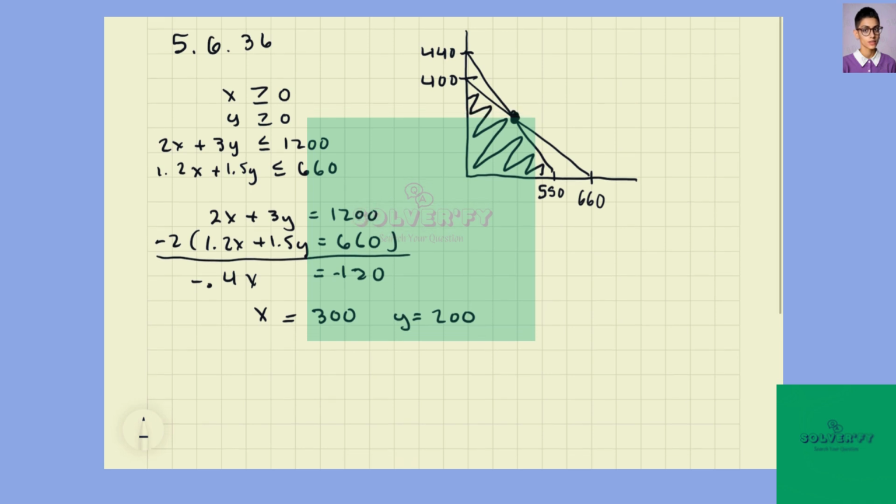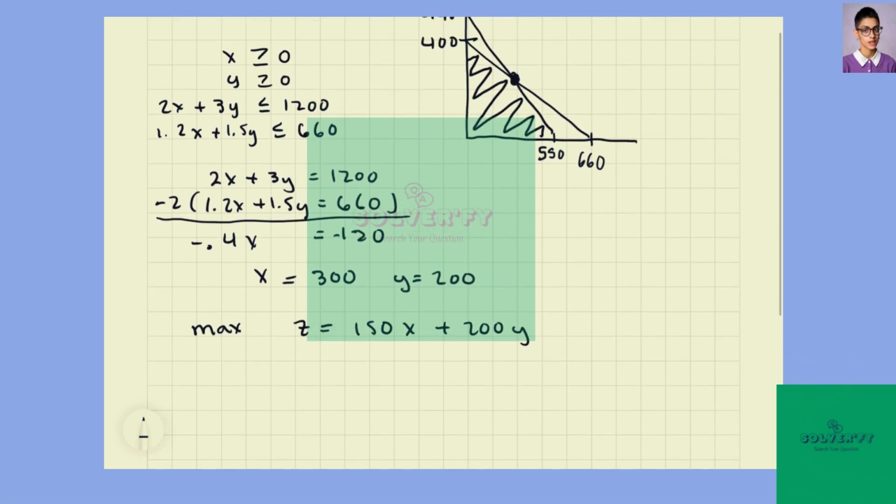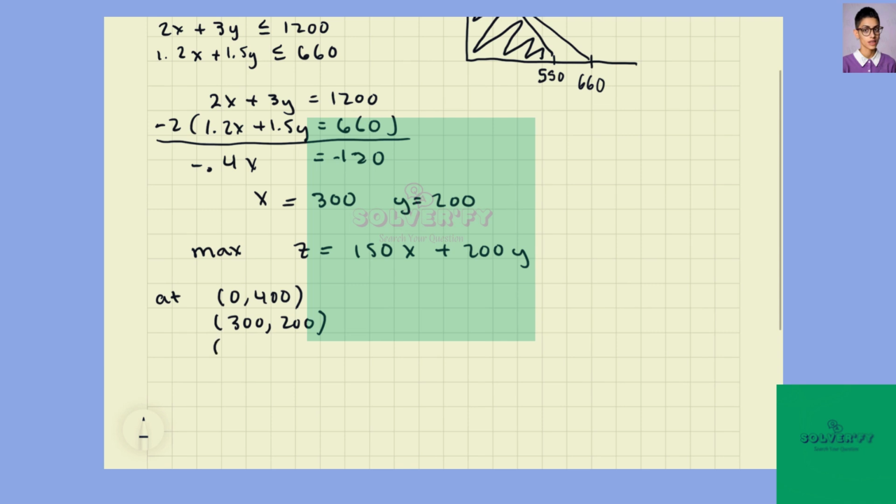Alright, so now that we have this information, we can find our maximum. So our max is going to be when z equals 150x plus 200y. So we have the points 0 and 400, 300 and 200, and 550 and 0.